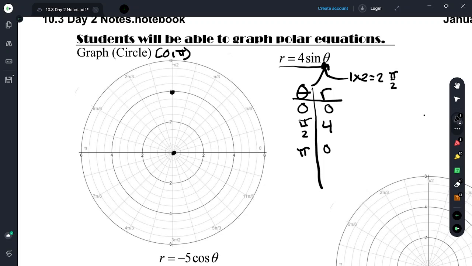But we know this is a circle, and we know that's a circle with a radius of 2. So we just have to draw now a circle with radius of 2, and I'll draw the best circle I can. We'll call that good.